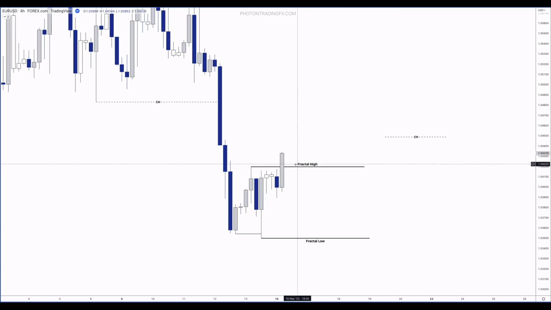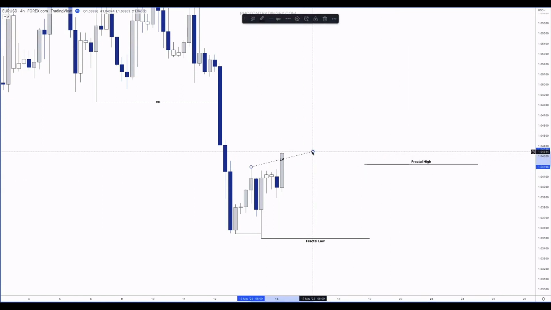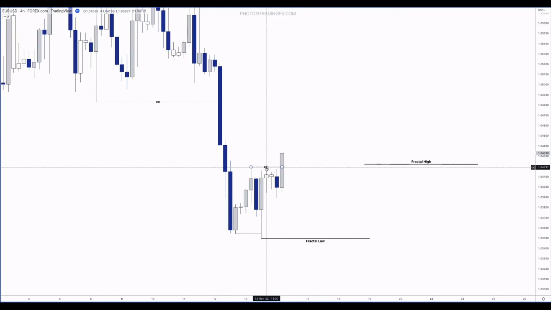Okay, now we have broken the fractal high. So because the fractal structure was bearish and now it's shifted bullish because we've broken the fractal high, what is that break, right? It's a choch, it's a change of character because the fractal structure has shifted from bearish to bullish, right? So that is your choch. I've just shortened choch to CH just to keep it a little bit neater. Okay, so now we've had that fractal break of structure to the upside, which is a change of character, right? Because the fractal structure has shifted trend.